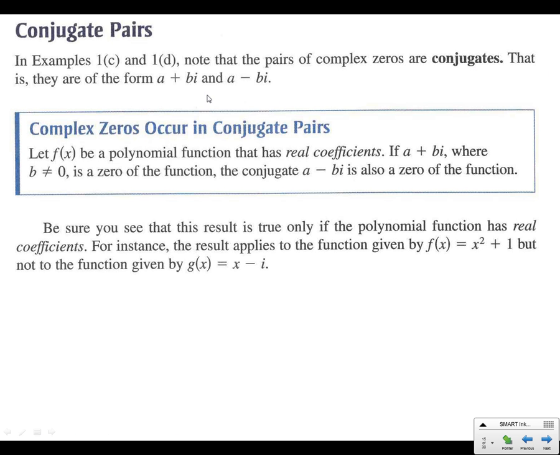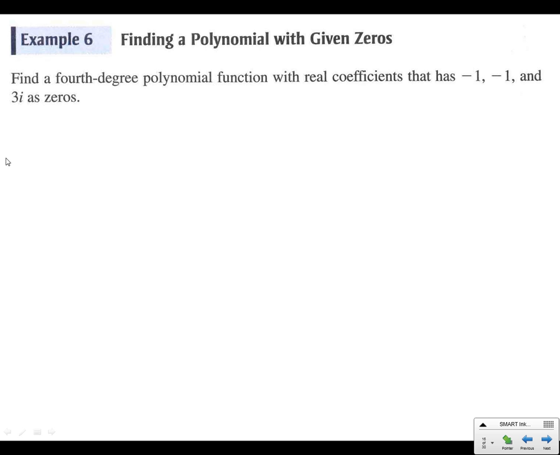Alright, so conjugate pairs. If you have a complex zero, something with an i in it, you'll also have the conjugate pair, something with the negative i also in it. So they're telling us a bunch of our zeros, and we want to see if we can create the entire polynomial here. So let's see what we can do here. We know that it has -1, -1, and 3i as zeros.